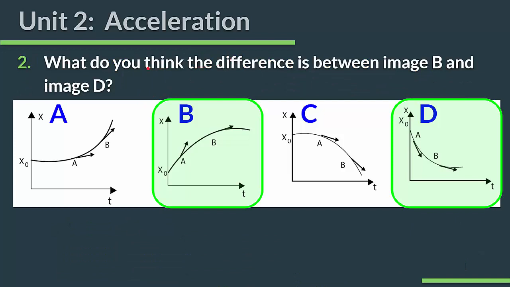What do you think the difference is between image B and D? Okay, so again, take a moment, look at these 2 graphs. We've already determined that they're both getting slower, but what makes them different? How is this object getting slower different than this object getting slower? And again, you can pause it if you need to, take 30 seconds to talk to your neighbor and see if you can figure out how you would answer that question.